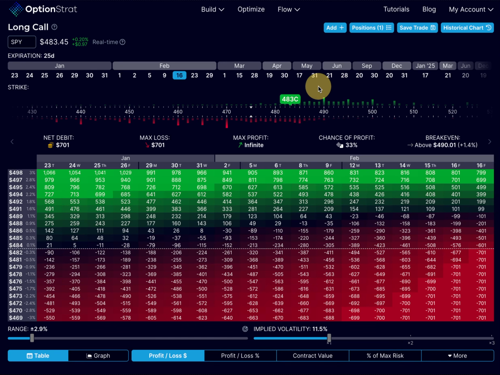One other thing that I want to point out to you here that I think is critically important is these green bars and these red bars.